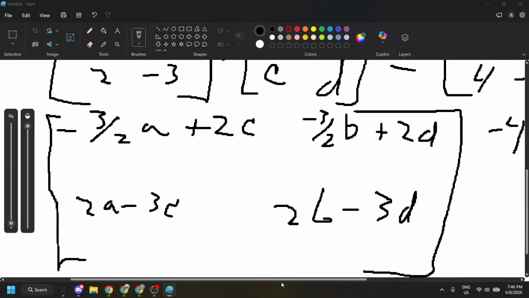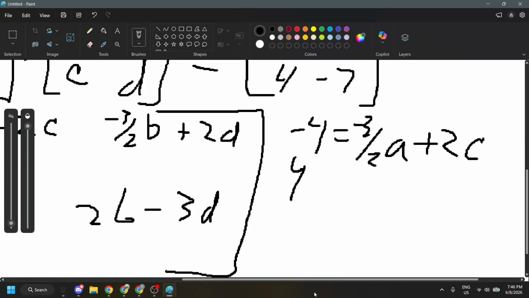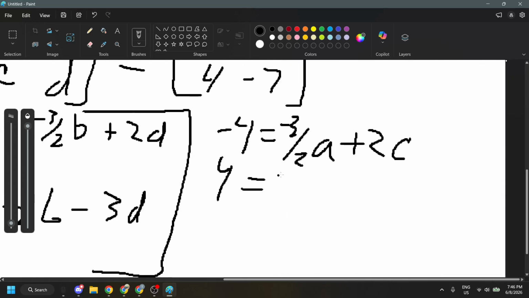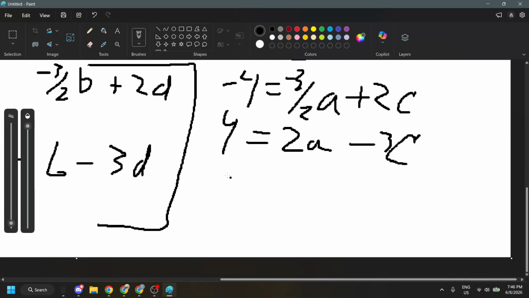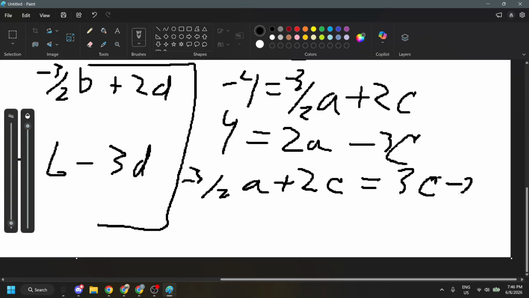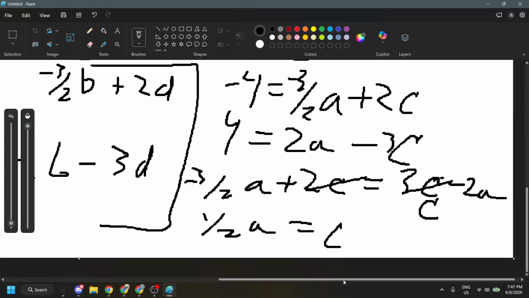Okay, so then this one just also uses a and c. So 4 is equal to 2a minus 3c. Just make this negative, so then we say negative 3 over 2a plus 2c is equal to 3c minus 2a. Subtract this from both sides, add this to both sides, and we get 1/2 a is equal to c.